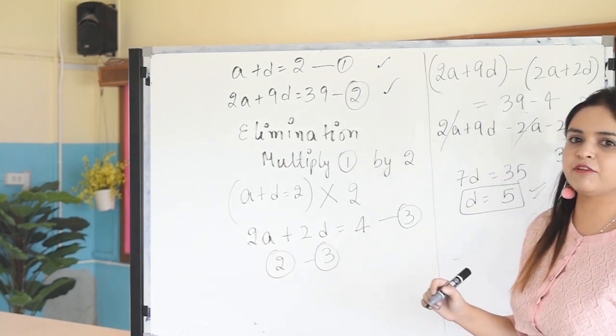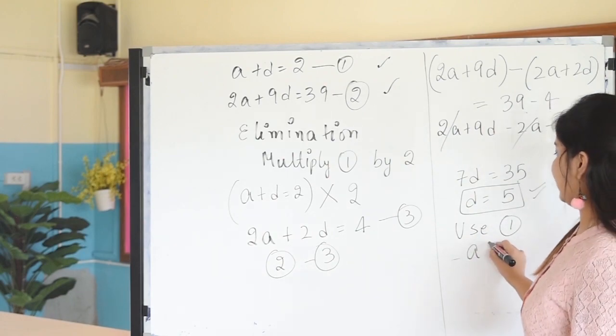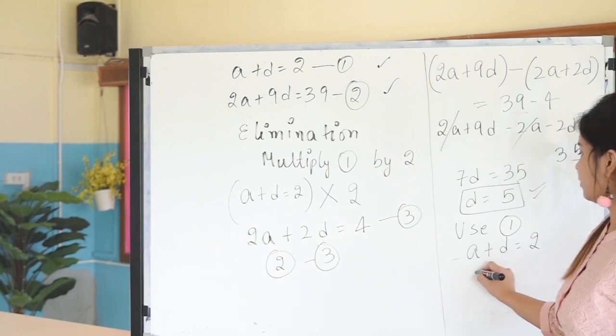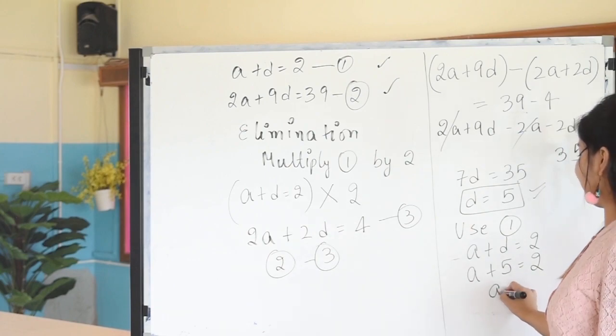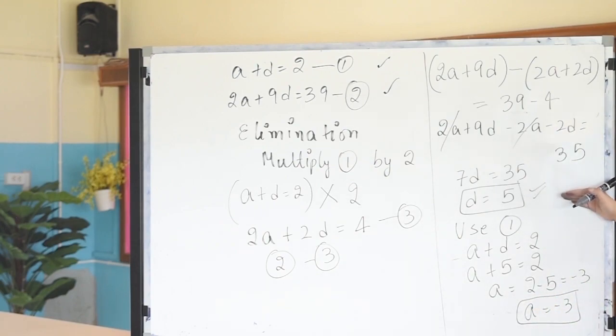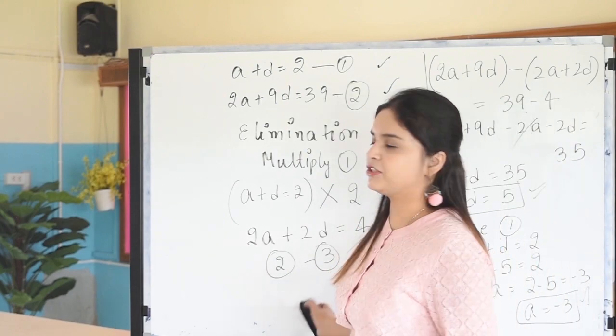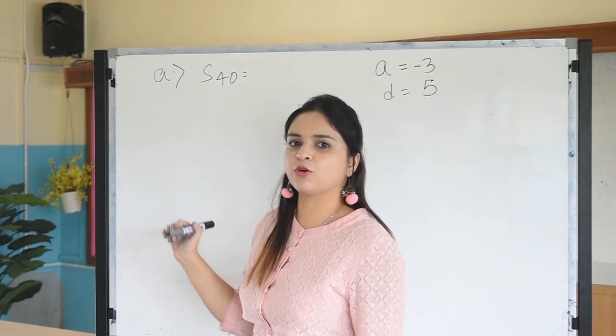Now the next step is to find the value of a. So I will use equation number 1. a plus d is 2. a plus d, which is 5, is equal to 2. Or a is 2 minus 5, which is minus 3. So my a is minus 3. So now I have d and I have the value of a. So using this a and d, I can find the sum of any number of terms. So let's get back to the question. Now we know the value of a and d.